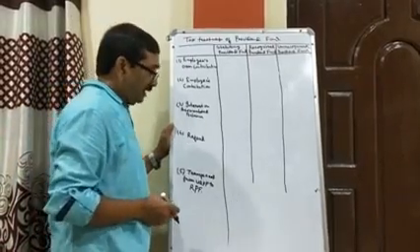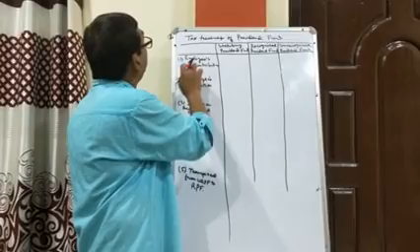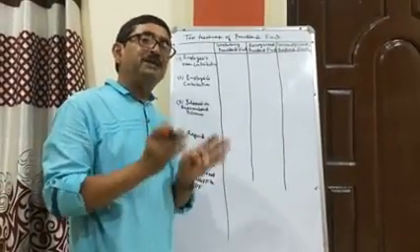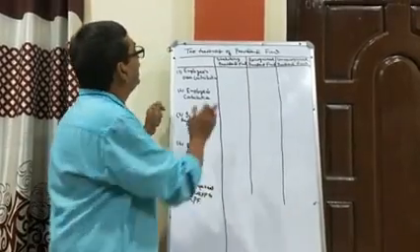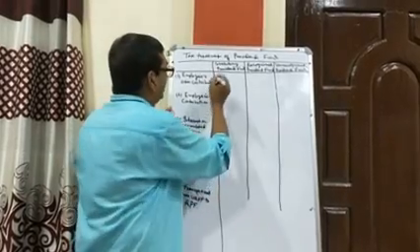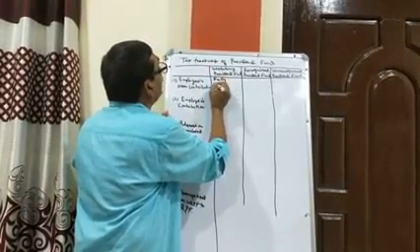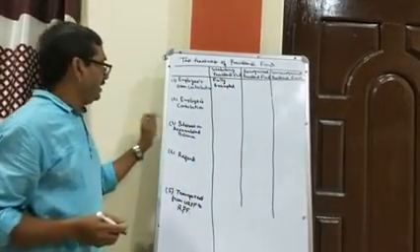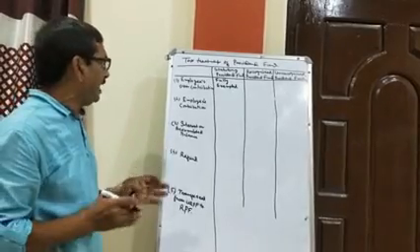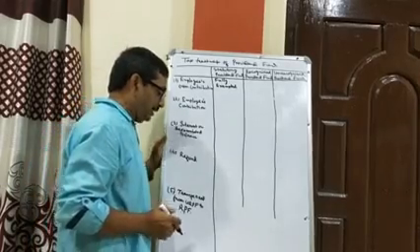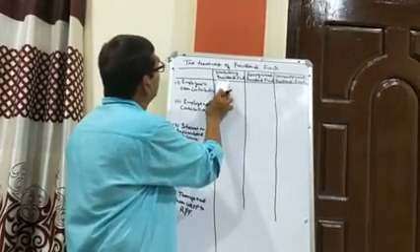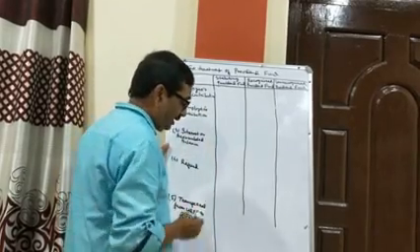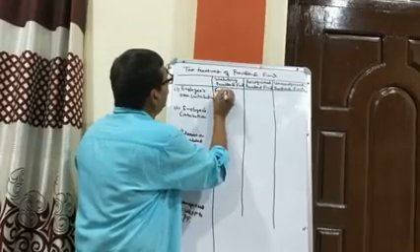So, the first one is the employee's own contribution, that means any amount deposited by the employee himself. In case of statutory provident fund, it is fully exempted. In the case of a government or semi-government employee, any amount you get as employee's own contribution is fully exempted. I am telling you the employee's own contribution, not the employer's contribution.